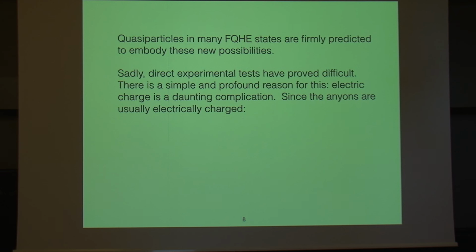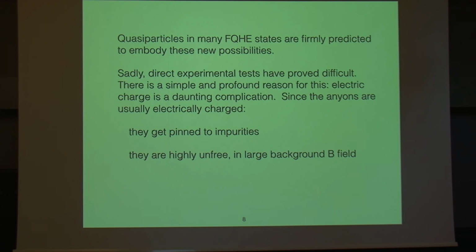realization, the anyons are basically fractions of electrons that carry fractions of the electron charge, and electric charge is a daunting complication. When you have particles that are electrically charged, even if their charge is, say, e/3, a third of an electron, they still get pinned to impurities. They get pinned to positively charged impurities, so that makes it hard for them to move. And if they can't move, you're not very sensitive to their statistics. They're highly unfree, even if they're not pinned to impurities, because the quantum Hall effect takes place in a large background magnetic field, and charged particles don't like to cross field lines.